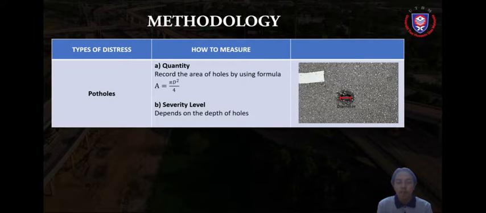Lastly, for the pothole, we need to measure the area of the hole by using the formula pi d squared over 4, and the severity level depends on the depth of the hole.